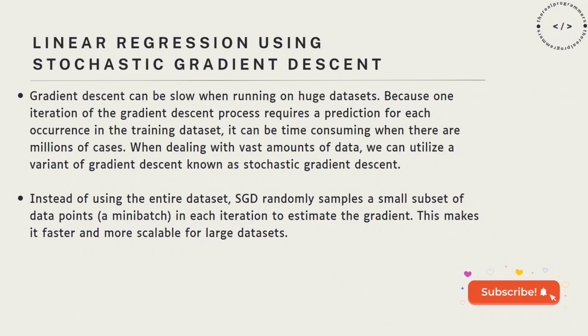When dealing with vast amounts of data, we can utilize a variant of gradient descent known as stochastic gradient descent. The process of stochastic gradient descent is exactly the same as that of gradient descent, with only one difference in the iterative process. Instead of using the entire dataset, stochastic gradient descent randomly samples a small subset of data points, which we call a mini batch, in each iteration to estimate the gradient, and this makes it faster and more scalable for larger datasets.